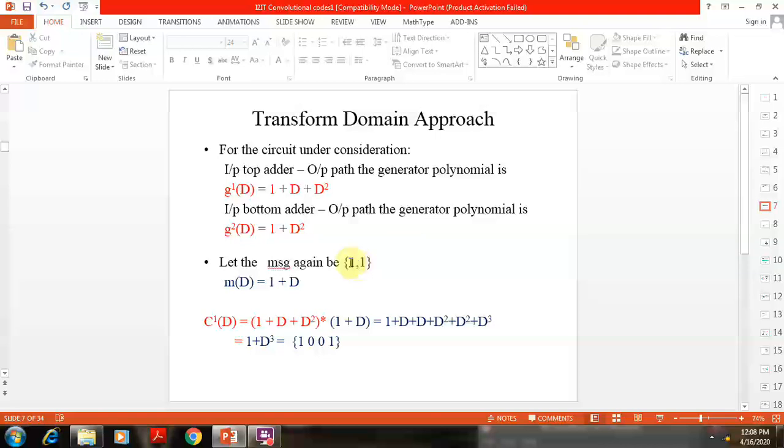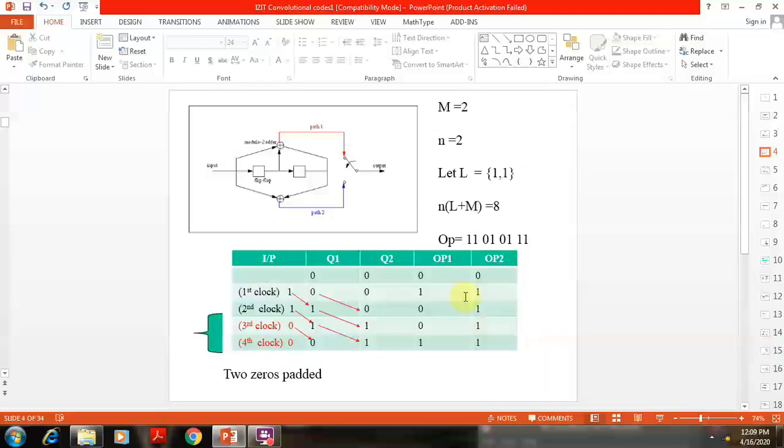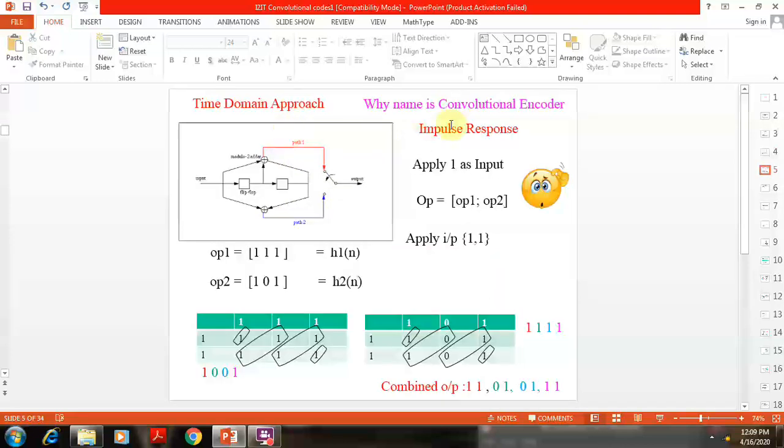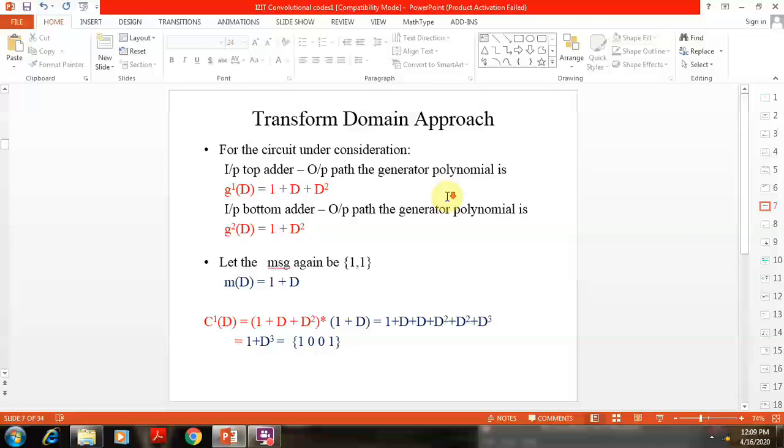Now I am applying the message again, 1 1. Why am I keeping the message the same? Because we want to verify the output in all the possible ways. The first way which we discussed is the direct operation of the circuit. In the second way we saw the concept of convolution, and we got the same output. Now the third approach is the transform domain approach, which we are verifying. So now the message polynomial is 1 plus D, right?